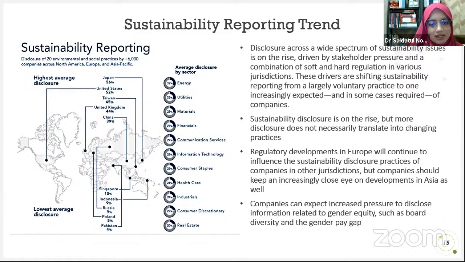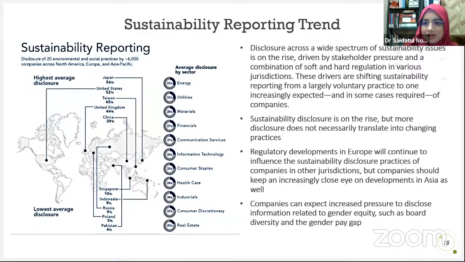Now, companies can expect increased pressure to include information related to gender equality, such as board diversity and the gender pay gap. So this is a social issue that is on the rise. Companies did not disclose it yet, the gender pay gap. You know, how much is your female employee being paid as compared to the male employee? So companies are not disclosing about it a lot, but they will be pressured to disclose about this, because this is a hot topic and a hot issue, the gender pay gap.